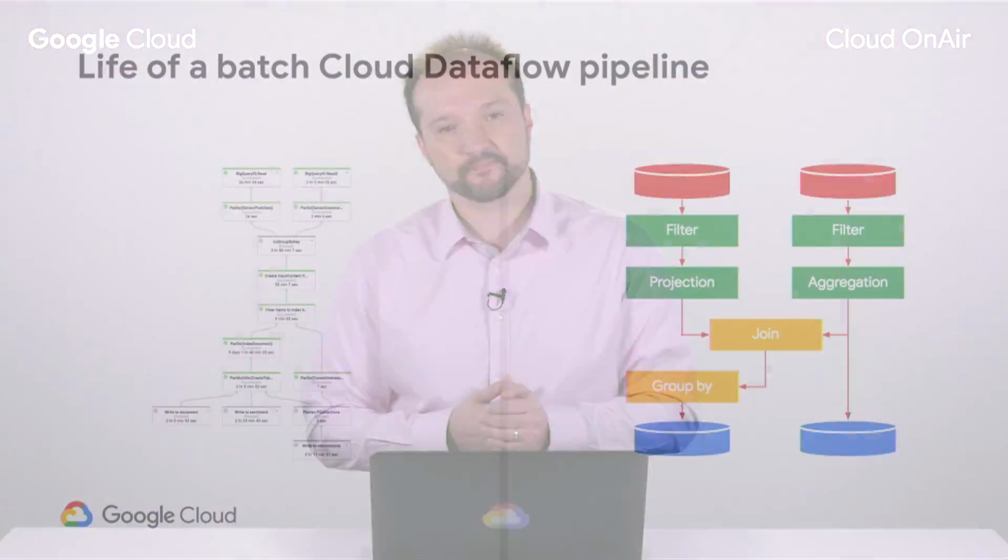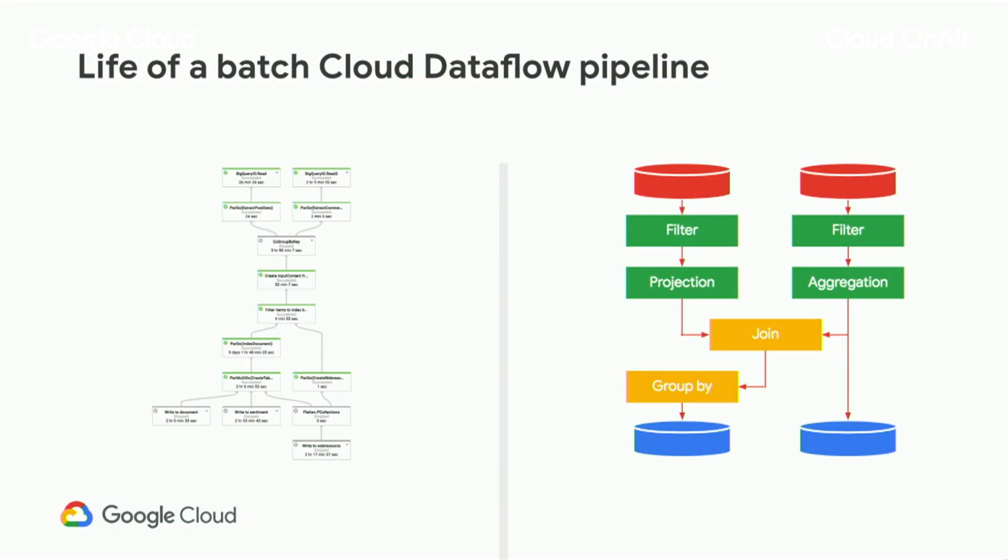In Dataflow, we ask ourselves the question: can we apply similar concepts of a distributed shuffle to our own pipelines? I wanted to walk you through the life of a batch Cloud Dataflow pipeline as you submit it to the Dataflow service. What happens when you actually send this job to our service?